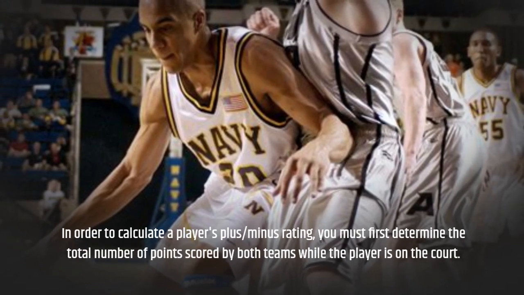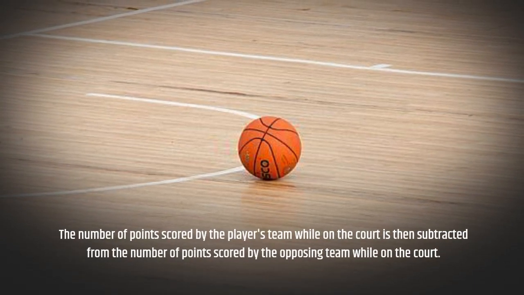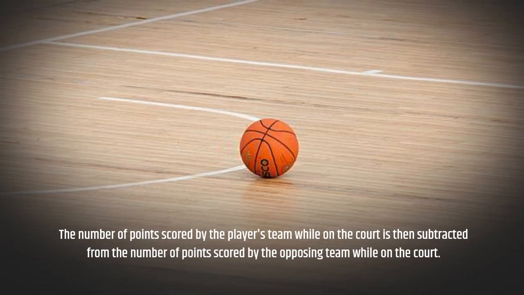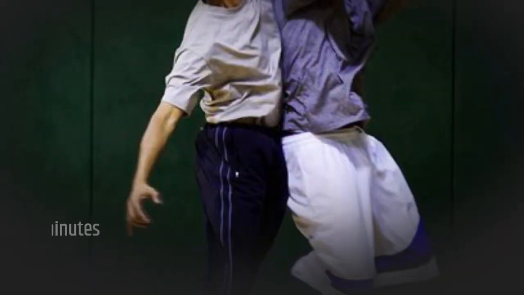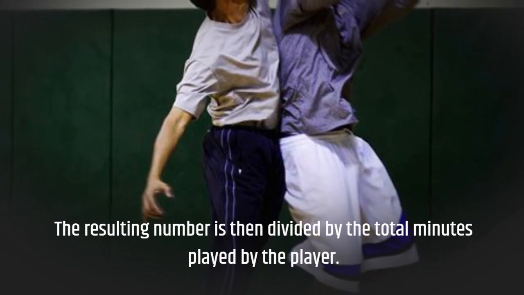both teams while the player is on the court. The number of points scored by the player's team while on the court is then subtracted from the number of points scored by the opposing team while on the court. The resulting number is then divided by the total minutes played by the player.